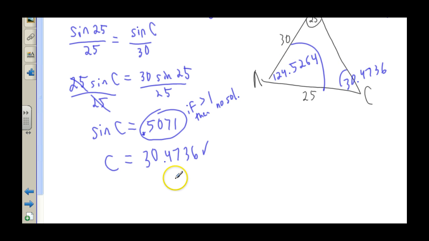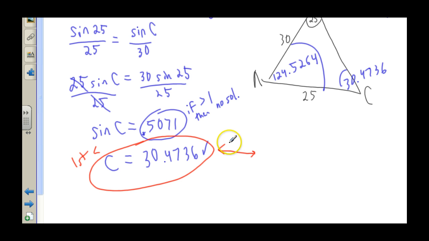But really at this point, you kind of want to slow down after you solve for your first angle. So this is the first angle you solve for. Take its supplement. And in this case, the supplement would be 180 minus that. So I'm going to call it C prime. And the supplement here would be 149.5264.